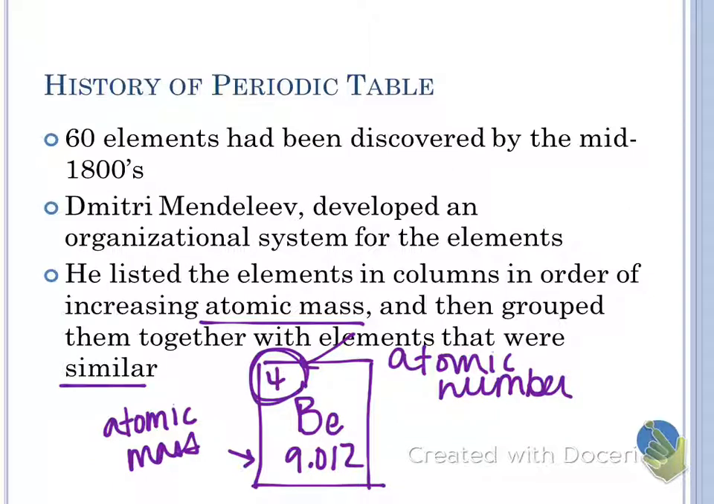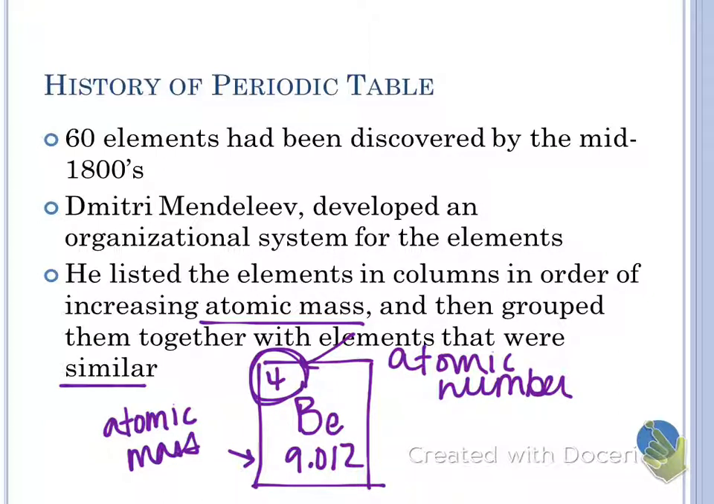Okay, so every beryllium atom has 4 protons. If we find an atom that has only 3 protons, what element is it? It's lithium, right? It's no longer beryllium. So if we change the number of protons, we change the element completely. We can change electrons all we want. We can change neutrons all we want. We can't change protons. Okay? Otherwise, we change the element.